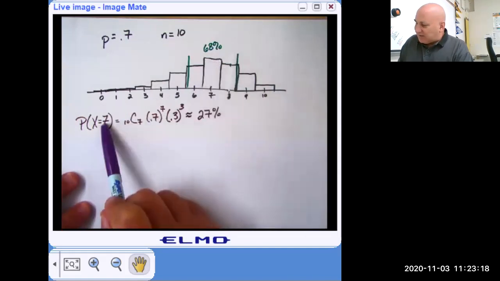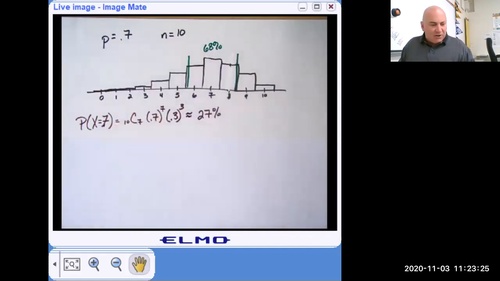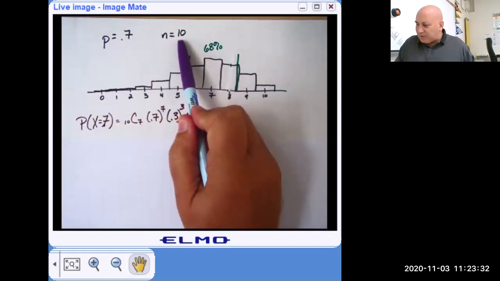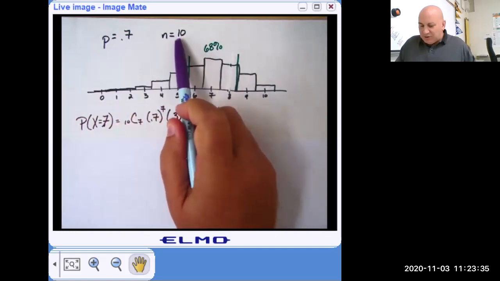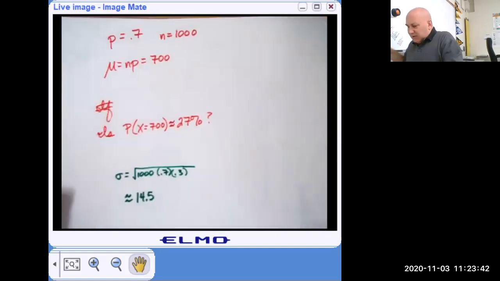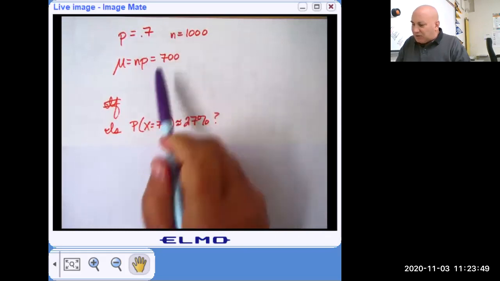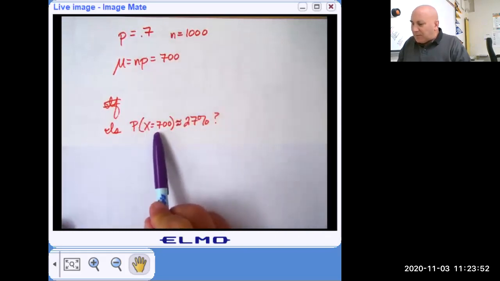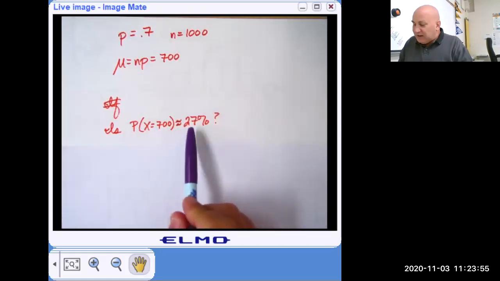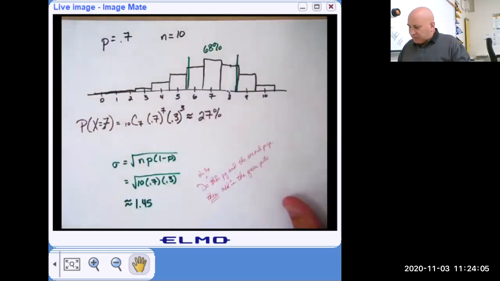So the probability of getting exactly 7 successes, if the probability of success is 0.7, is only 27%. So my next question is, now let's multiply this by 1,000. I'm sorry, by 100. So now I'm going to do 1,000 trials, and I want to get exactly 700 successes. So now that I have 1,000 trials, the mean is 700. Is the probability that I get exactly 700 successes still 27%? And the answer is, it's not even close. So take a look.